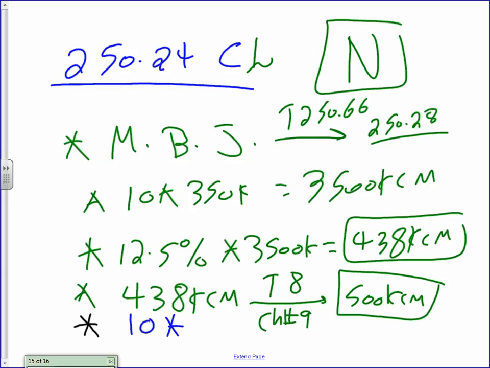Got him? 105,600. Give me the number. 105,600 circular mills. That's 105,600. Gotcha. Okay, multiply this by 10.